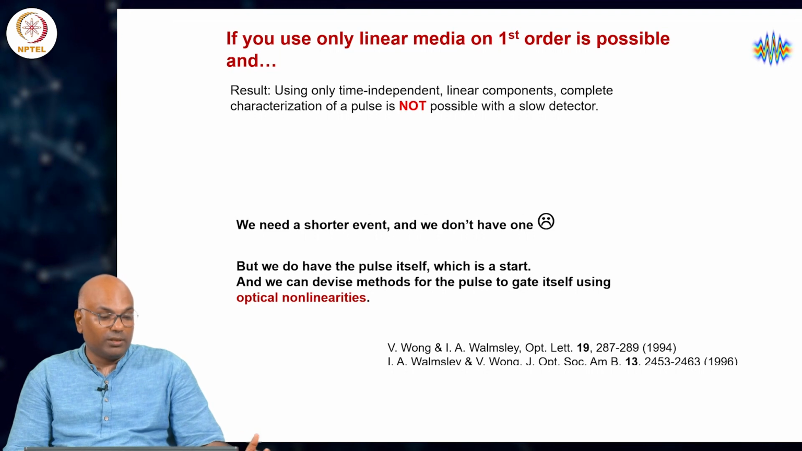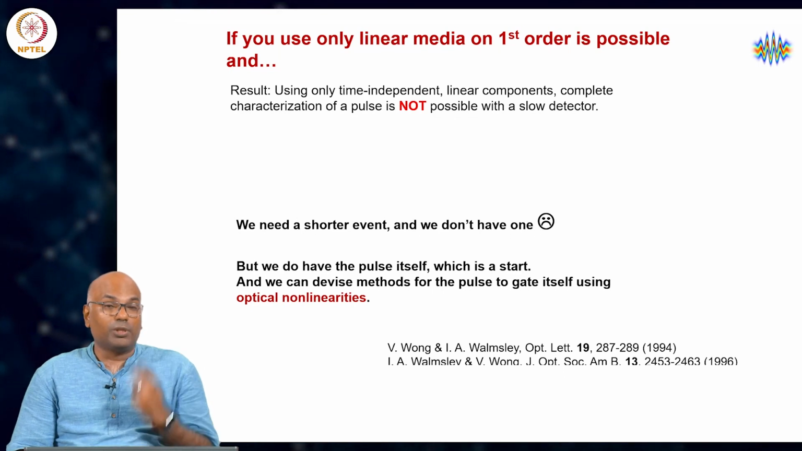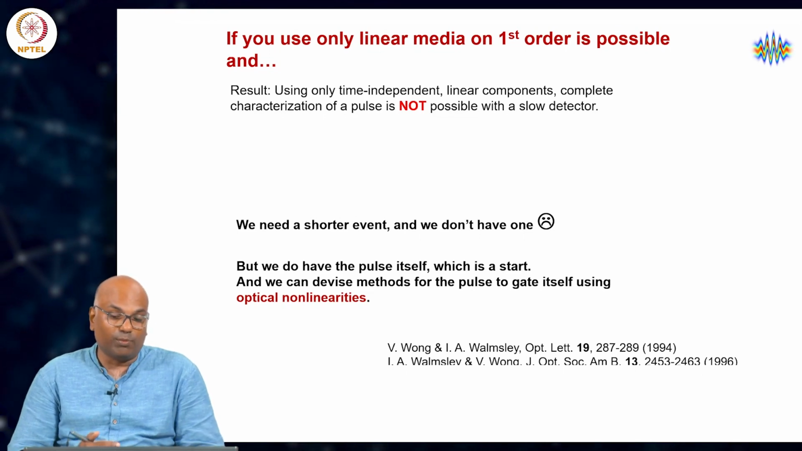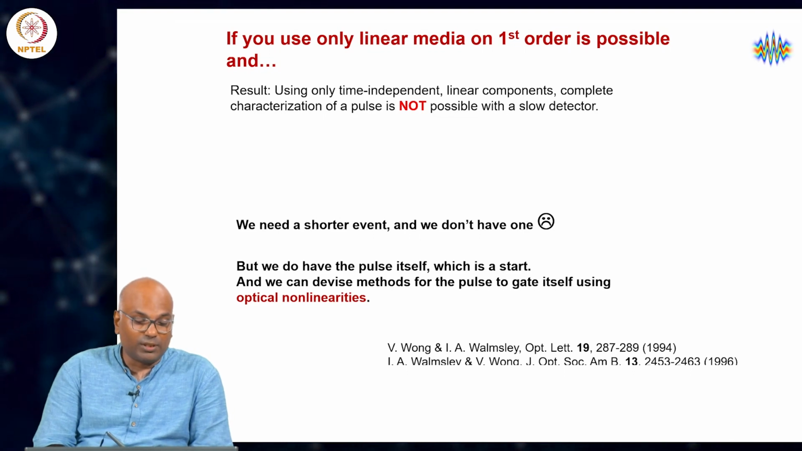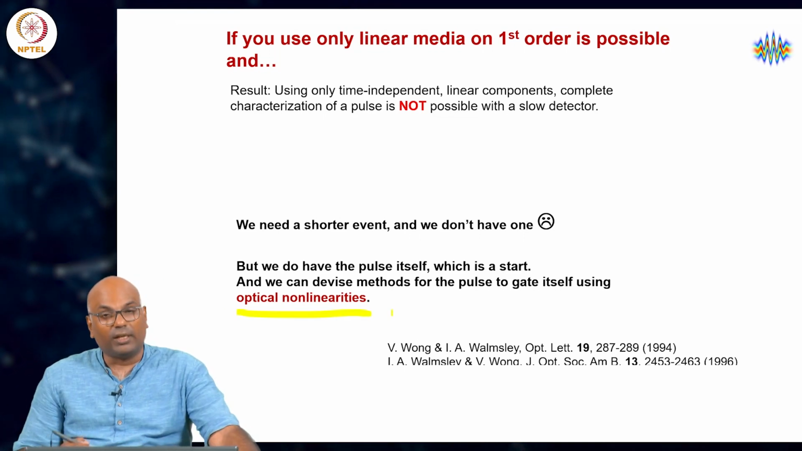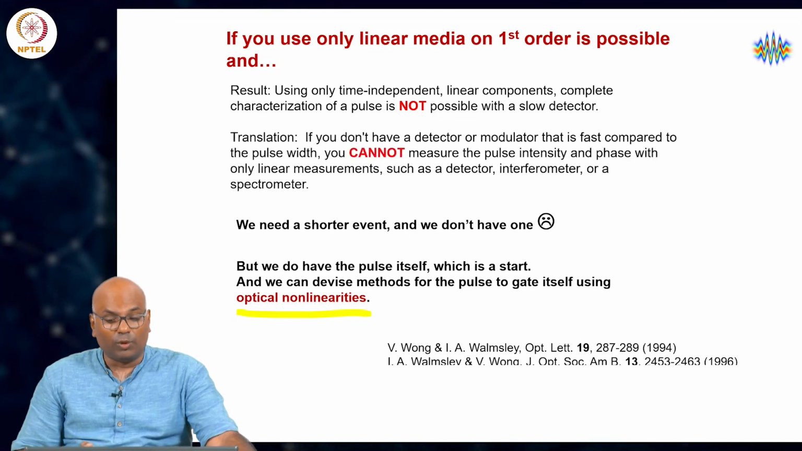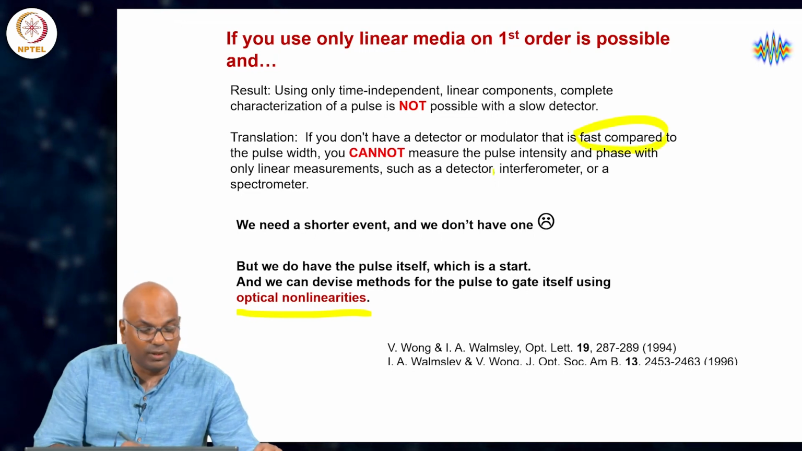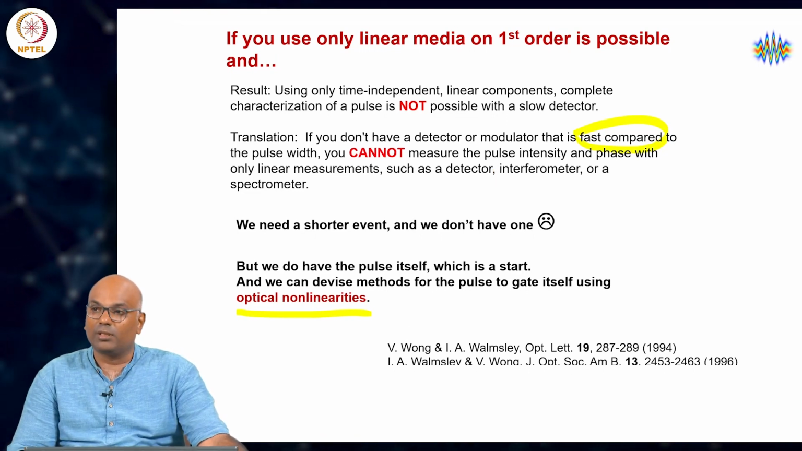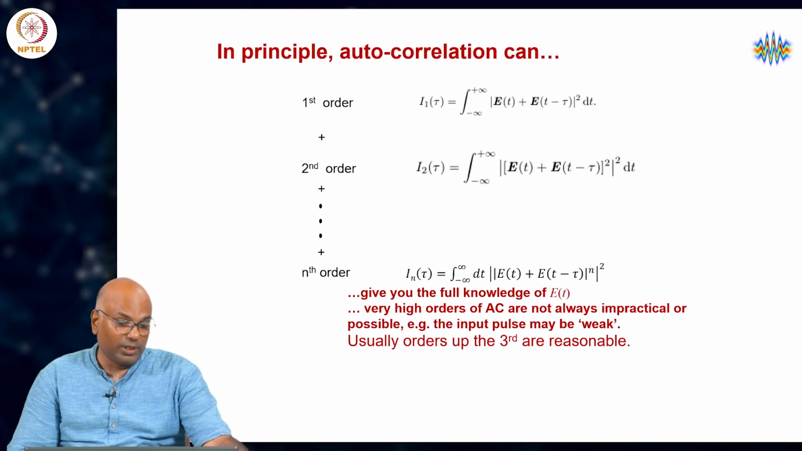So, essentially recasting the problem statement in another way, since in a first order process or a linear process we do not essentially have access to an event shorter than the event itself we are trying to measure, we have really a problem that tends to become unsolvable, whereas if we use optical nonlinearities like the second and higher orders, we inch our way towards the solution, right. So, if you do not have a detector or modulator that is fast compared to the pulse width, we cannot measure the pulse intensity and phase with only linear measurements. We need to look beyond and think of using optical nonlinearities, right.